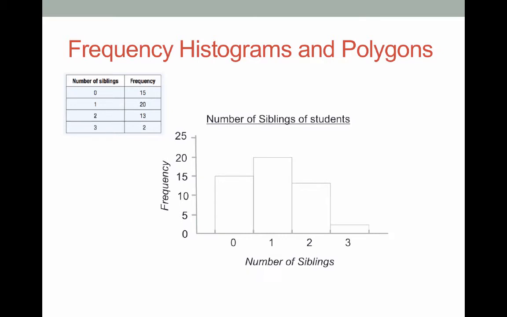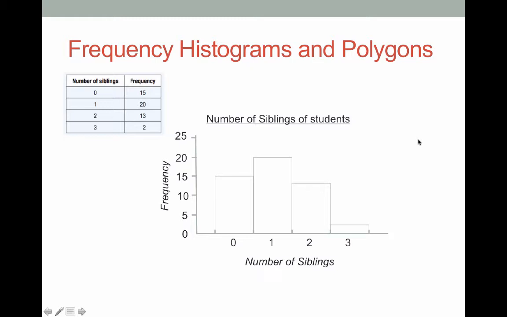Now, the biggest difference between this and a column graph, which is what I said earlier, is that there are no gaps in between the columns of the histogram. There is a half column width gap at the start and at the end, and that's for a polygon when we draw it a little bit later.